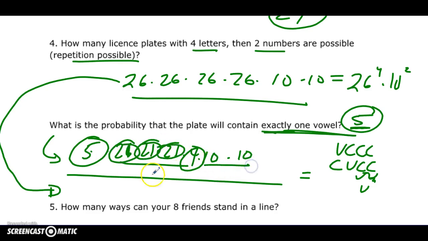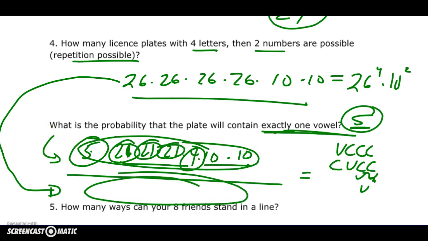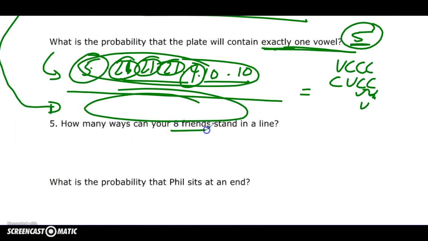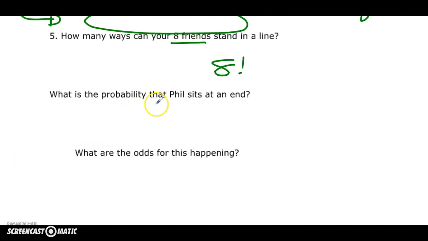And then the numbers are still the same. So that's your numerator. Your denominator is there also. Okay. How many ways can 8 friends stand in a line? Remember this? 8 friends. Order matters. What's the probability that Phil sits at an end? So we did this a bunch of times.